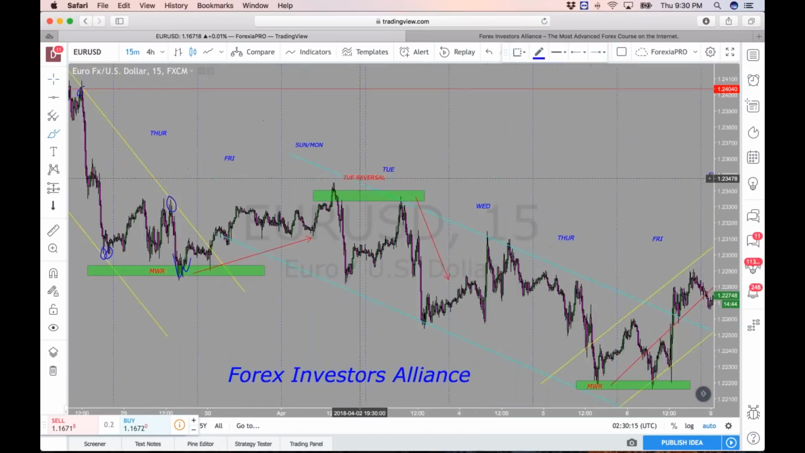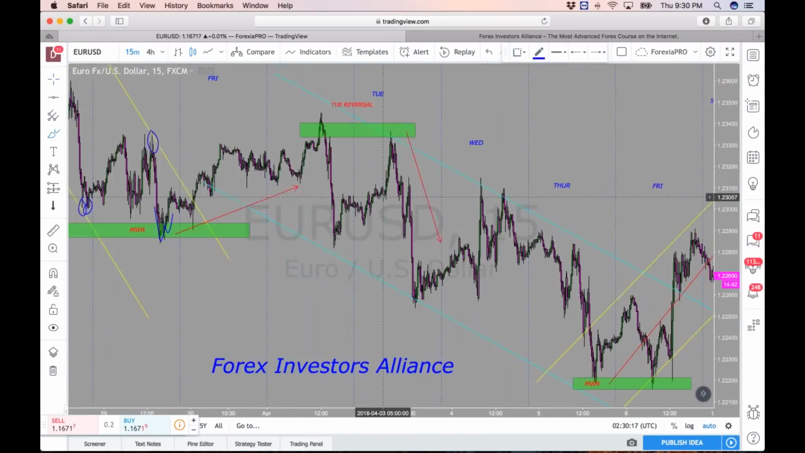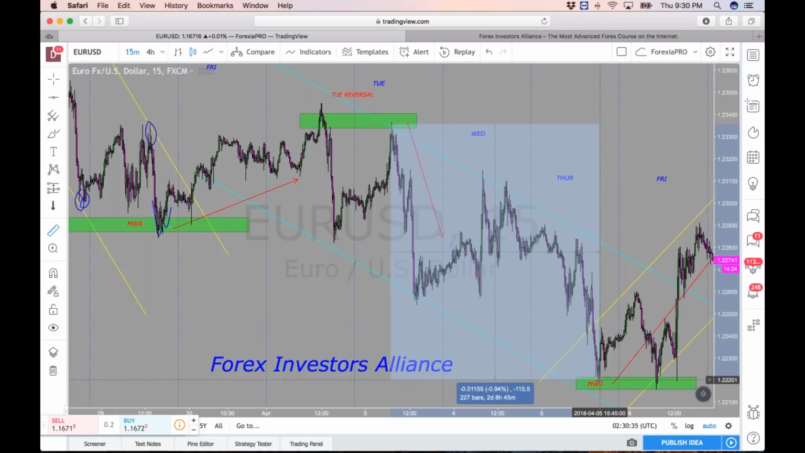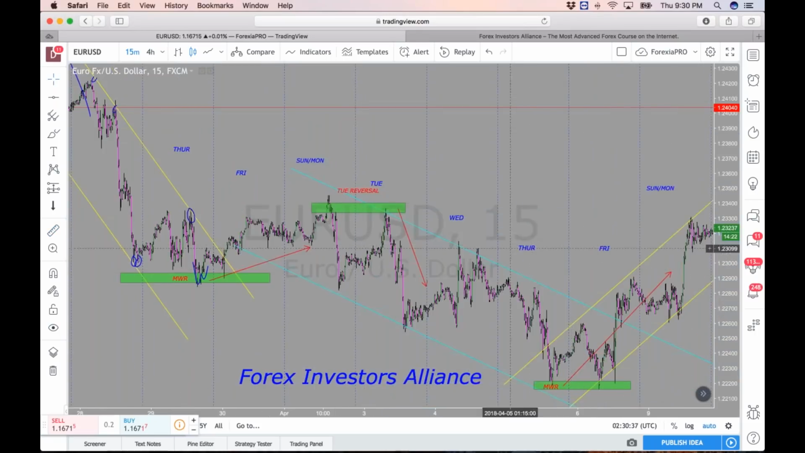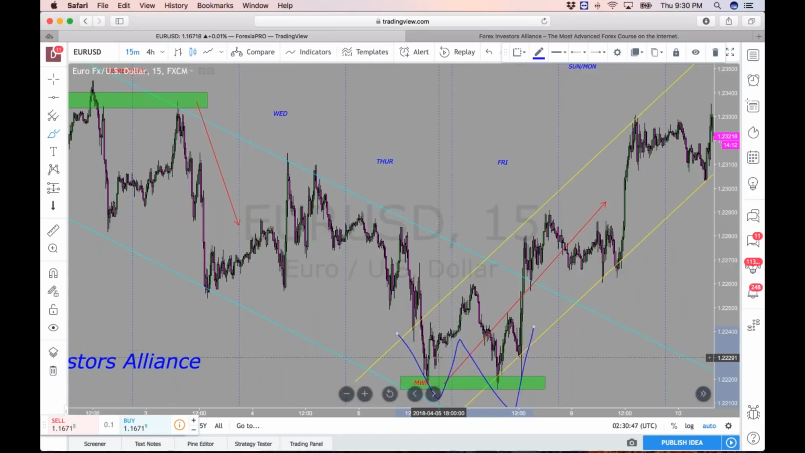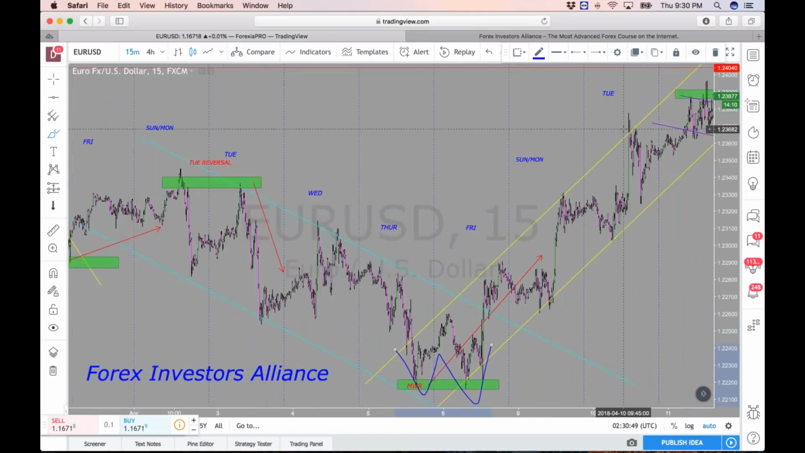Now, same concept, Tuesday reversal. It came within about 8 pips of Sunday's high. Add the spread to that, that's maybe 4 or 5 pips. Then we have a 115 pip reversal. Thursday is that midweek reversal. W formation to start the new trend.